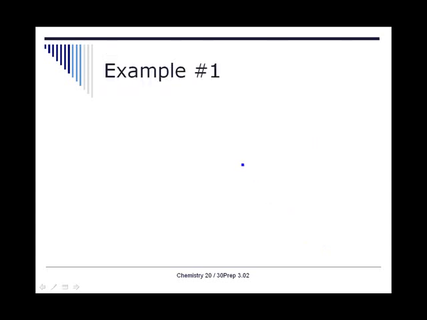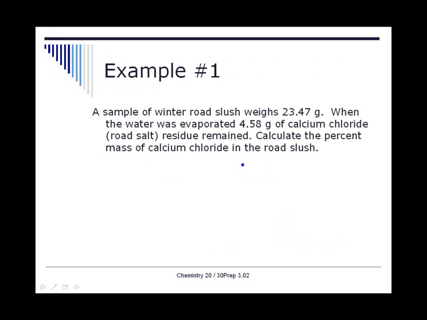So now we're going to work through some examples. First example, we'll look at a sample of road slush from winter, which is never fun to think about, but here we go. It weighs 23.47 grams. When all the water is evaporated, 4.58 grams of calcium chloride in the residue remain. We're going to calculate the percent mass of calcium chloride in the road slush.